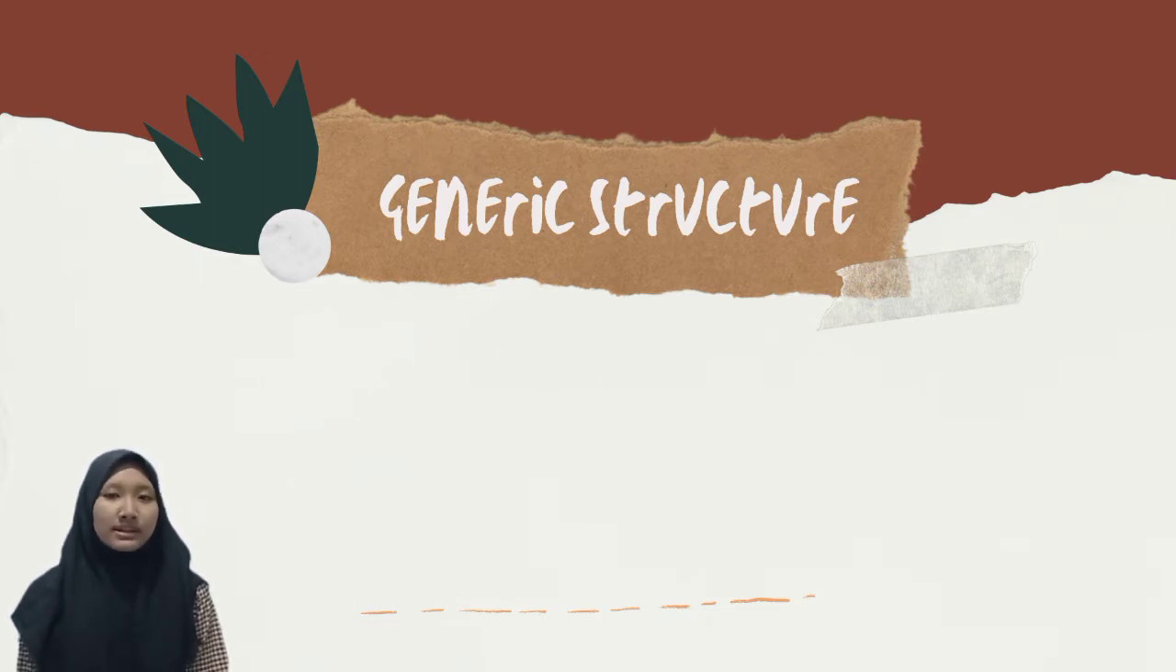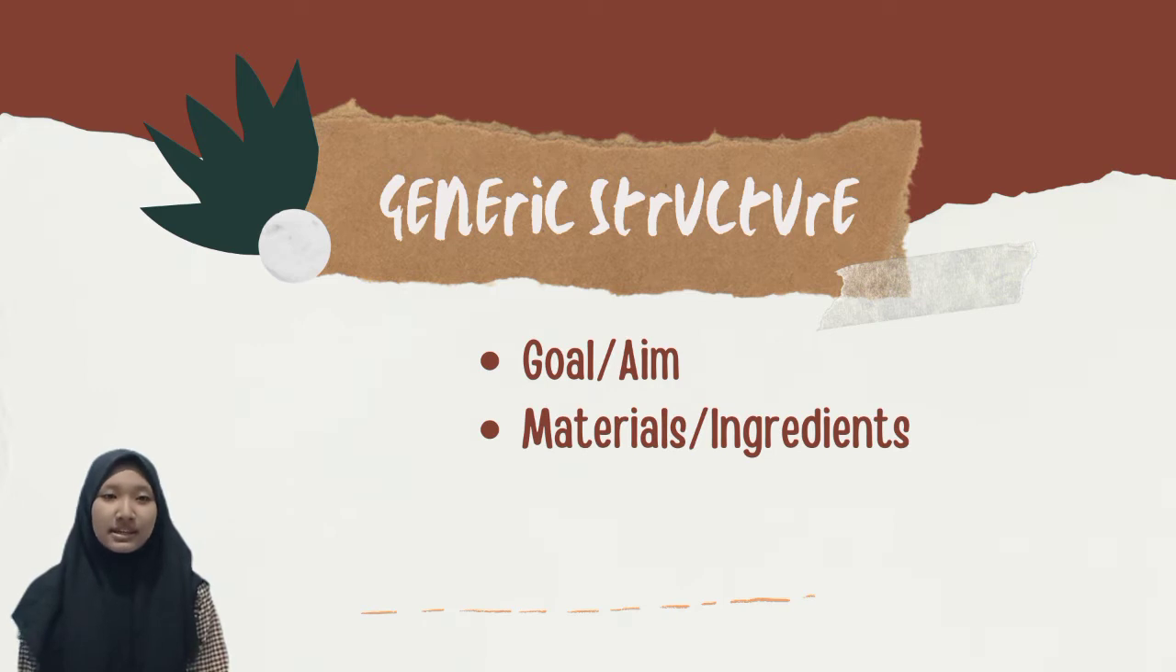Then, what are the generic structures of procedure text? There are three generic structures that procedure texts have. The first is the goal or the aim. The goal or the aim is usually found in the title of the procedure text. The second is materials or ingredients. These sections describe what materials or ingredients and items are needed to achieve the goal.